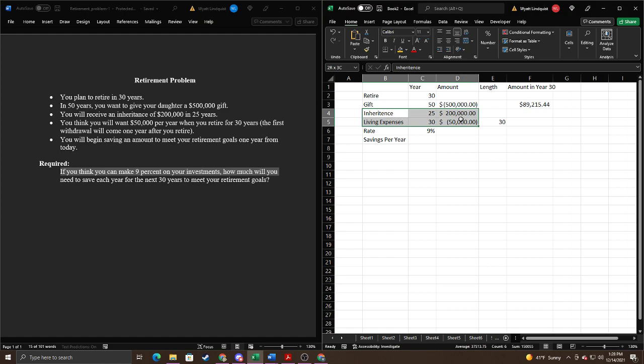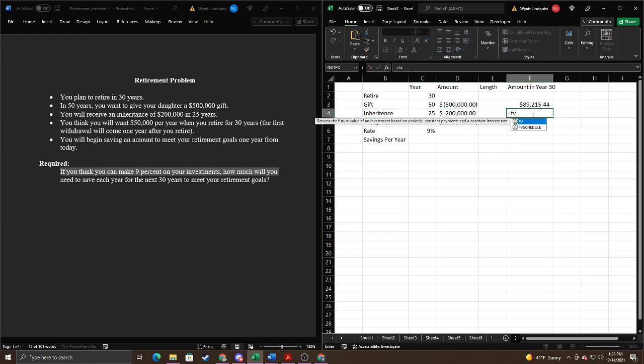All right, so that's that. And then next we have our inheritance. For our inheritance, we're going to need the future value. The reason we're doing the future value is we need to bring it to the future 5 years in order for that to work.